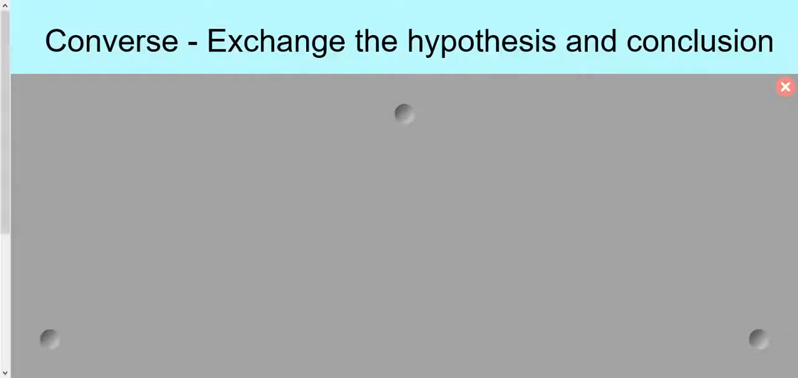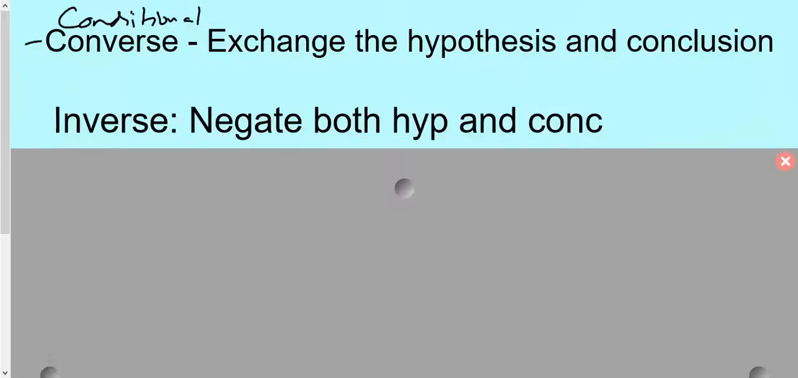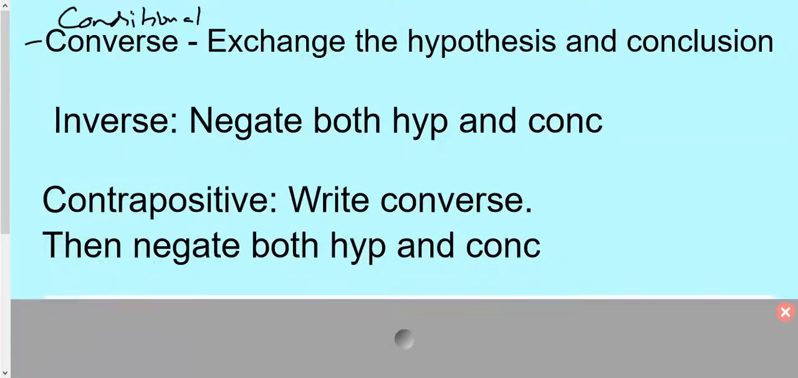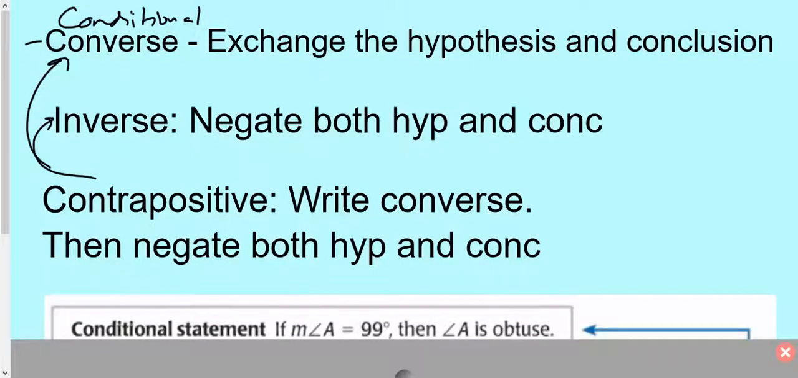Converse. So there's three other ones after the if-then. So we have the conditional, that's the first one. And then there's three others. The converse, you exchange the hypothesis and the conclusion, and I'll do examples of all these. And the inverse, you negate both the hypothesis and the conclusion. The contrapositive, you write the converse, then negate both the hypothesis and the conclusion. So the contrapositive is a combination of these two. You're going to switch it around and you're going to negate both of them.